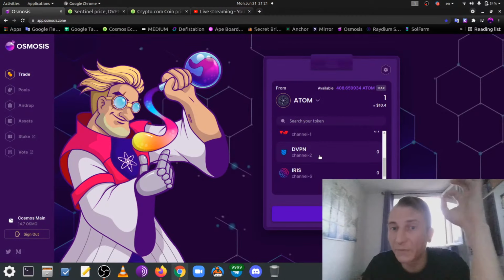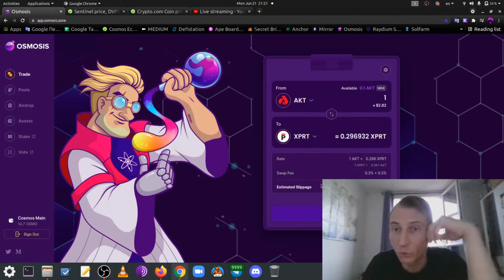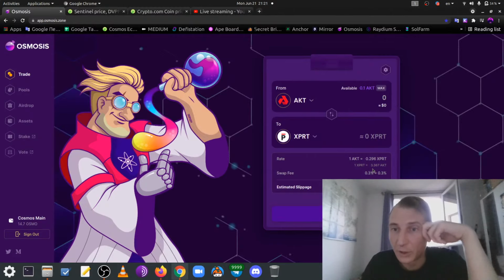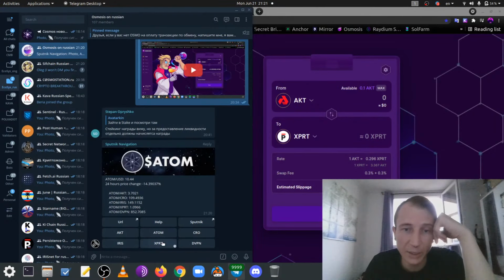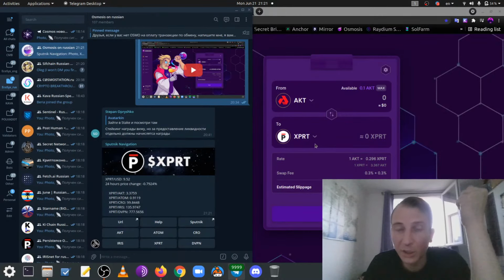Let's look at some strange pairs. Look at Cash to XPRT. One XPRT is 3.367 Cash on Osmosis, and here XPRT to Cash 3.37, 36 and 37 very near, but really not. Okay, let's look.